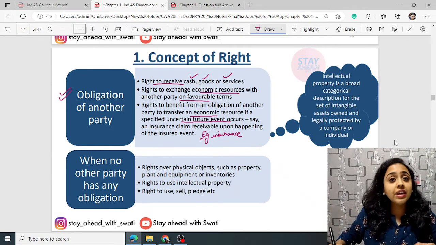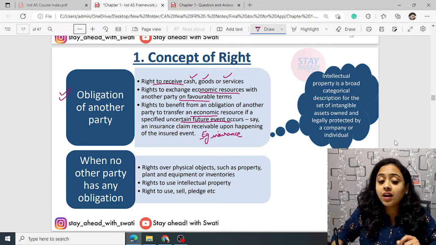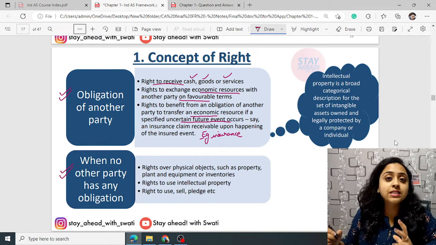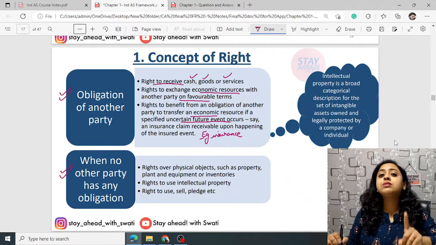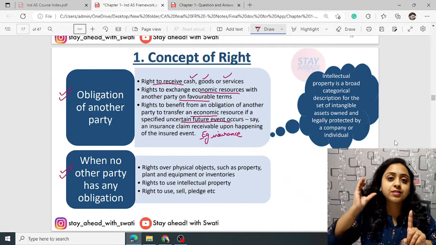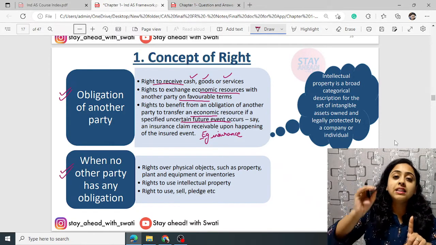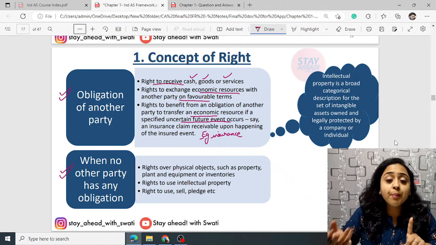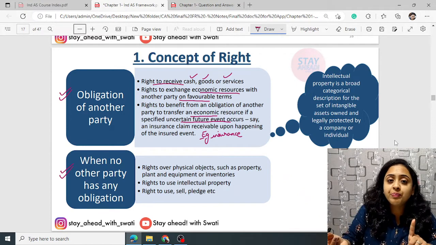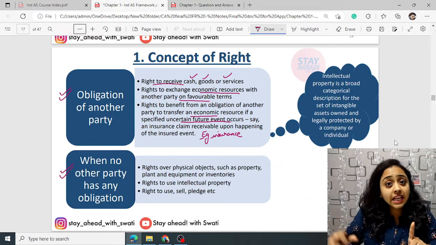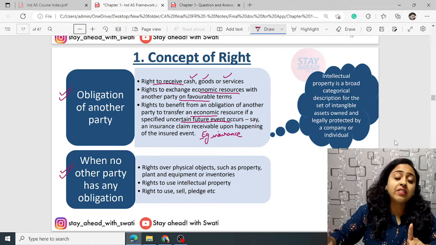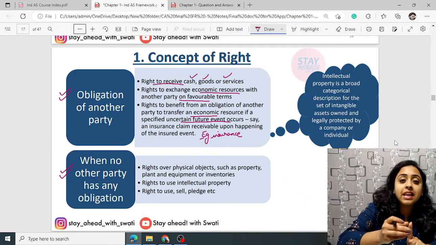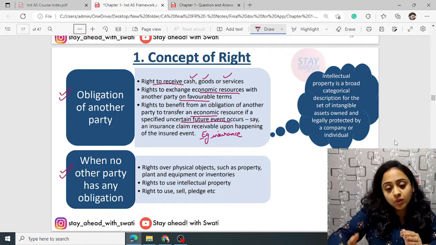Now next, there are cases when the other party does not have any sort of obligation, but still it's a right for you. How is it possible? For example, you have a right to sell a particular economic resource, but the other party does not have a compulsory obligation to buy it from you. Is it clear? Even though the other party is not having any obligation towards you, your right to sell is still a right over here. So read it again.